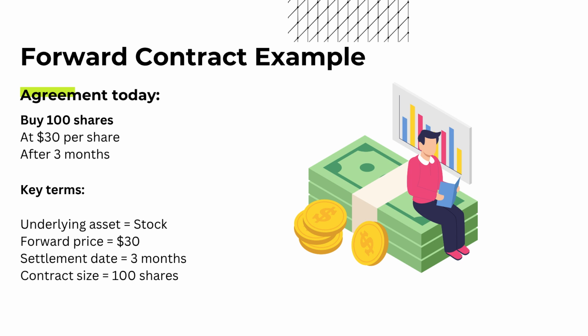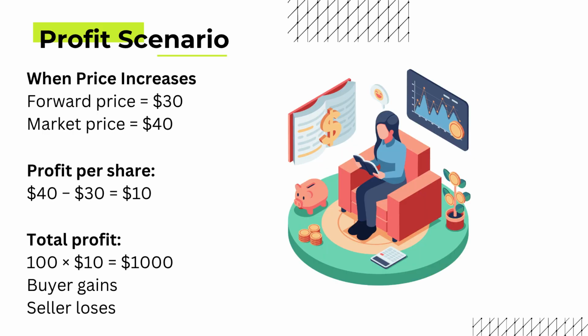How profit works. Most important part. Now suppose after 3 months, the market price becomes $40. But your contract allows you to buy at $30. So what happens? You gain $10 per share. Total profit. 100 shares times $10 equals $1,000 profit.